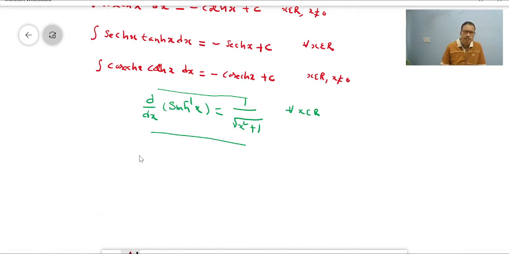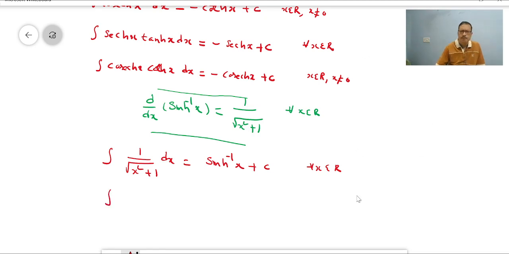Okay, so the integral of 1 by root of x square plus 1, or you can write 1 plus x square also, is equal to sine h inverse of x plus constant here. So x belongs to R.